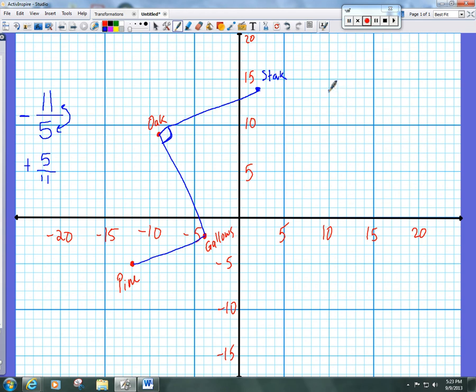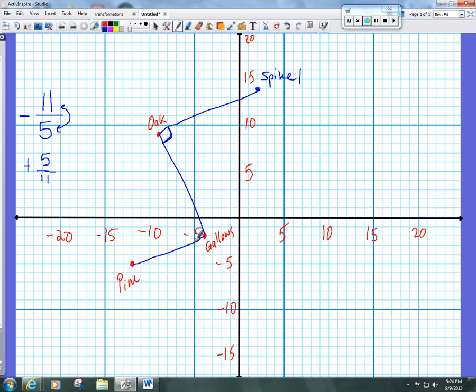What did I call it? Hold on, let me read it. Actually, it's not even stake 1. We're going to call it spike 1. Let's call it spike 1.